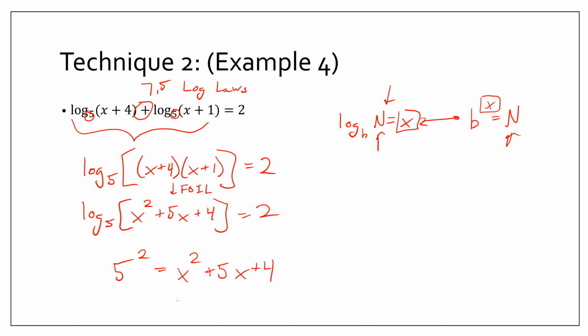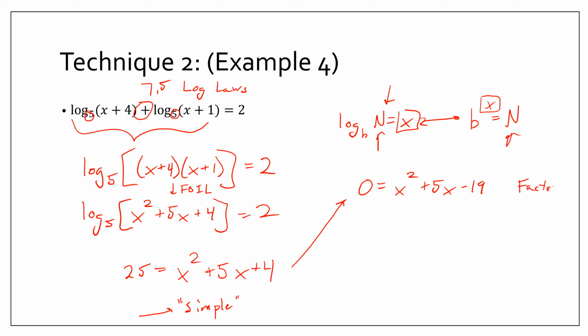Now I have a simple quadratic, and I put simple in quotes because really it's not that simple. Let's simplify some things. I know that 5 squared is 25. And I know that since I have a quadratic, I need to get a 0. So let's subtract that 25 over. And 4 minus 25 is negative 19. The reason that this is simple in quotes is because, do I know how to factor this? No, definitely not. Luckily, you have memorized the quadratic formula.